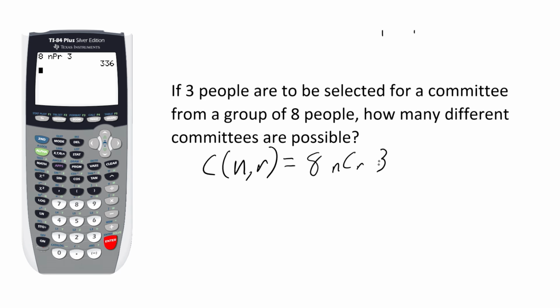So we'll press 8, and then the Math button, over to Probability. Notice nCr for combination is right below nPr for permutation, and then 3. And what we get is 56. The reason we get a smaller number here is again because the order that we select people doesn't actually matter. So combinations will always be a fewer number than permutations for the same n and r.